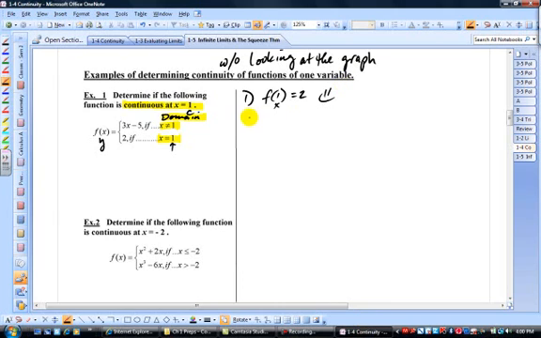The second condition is that you got to see if the limit exists. Which means you got to take a look at the limit as x approaches 1 of the function. So that means you got to figure out what it is from the left and from the right, your left and right hand limits.